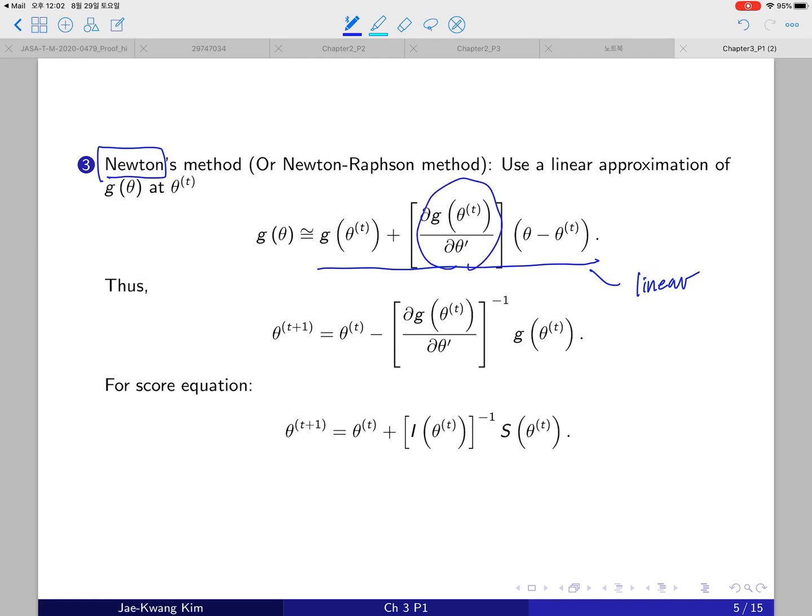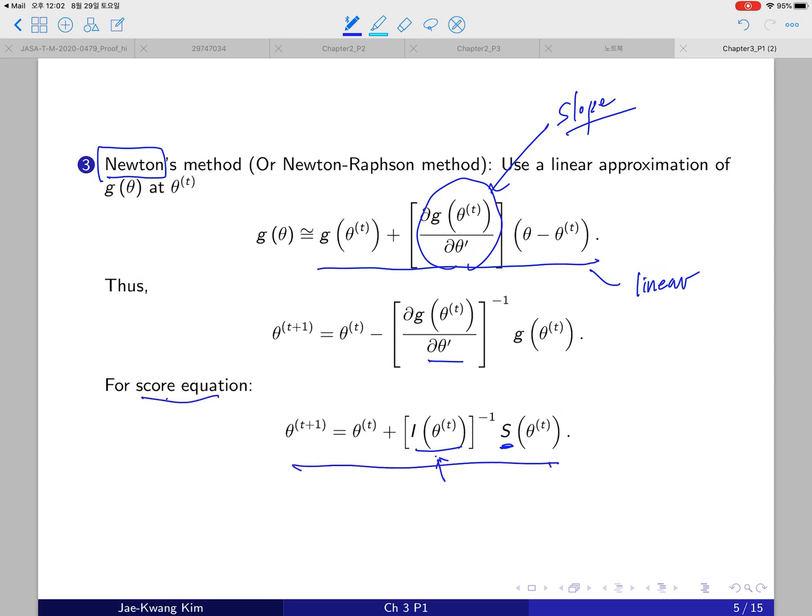So this is slope, and we now use differentiation to compute the slope. If this is a score function, then the differentiation of the score function, with a minus sign, is the information, the Fisher information function. So for the score function, we have this form.